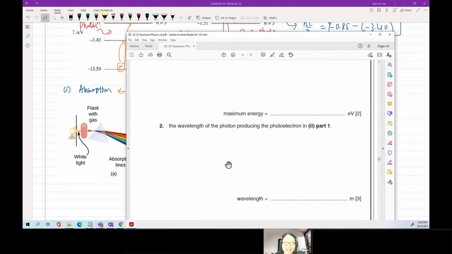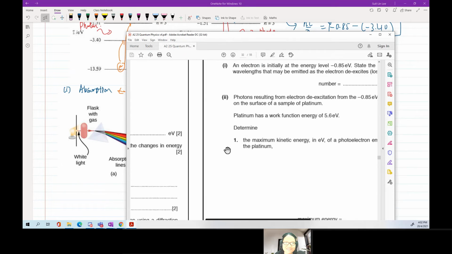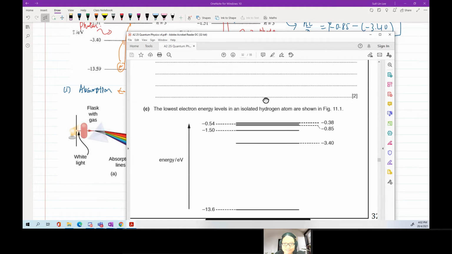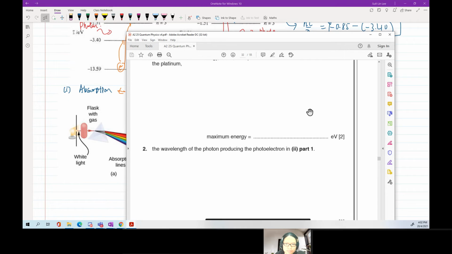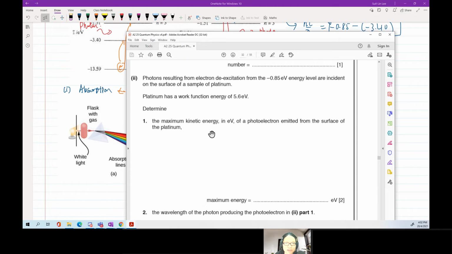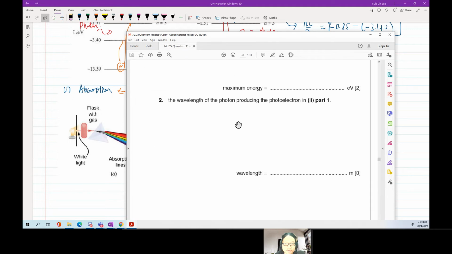Sorry, not this one. This type. Like this one. Or how many possible levels of transition? I think this one I recorded a discussion already. And then if you want to find the maximum kinetic energy, this one is not de-Broglie's, this is the photoelectric effect. You've got work function, maximum kinetic energy, incident photon. So you know what to do. Go and try this question.